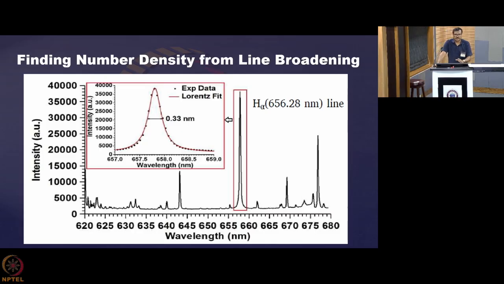So you have to adjust the shift so that you get the exact 656.28 nanometer at the center location here. Okay. Now what is important is the broadening here, and what we are seeing is that the half width at full maxima is 0.33 nanometer. So we have made a Lorentzian fit.